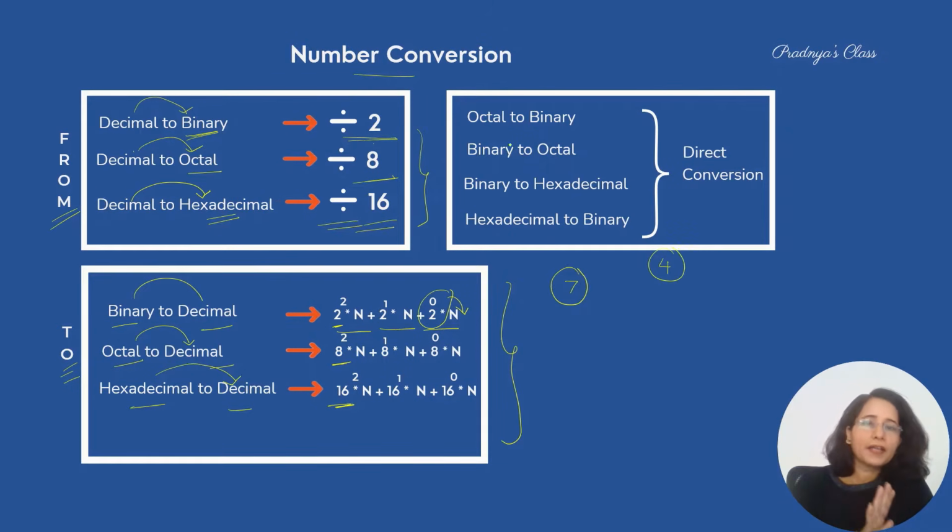These are direct conversions. In that we have one set, where we are converting octal to binary and binary to octal. Similarly, in these 2 conversions we have to convert binary to hexadecimal and hexadecimal to binary. That I will teach you how to do. That is also very simple.